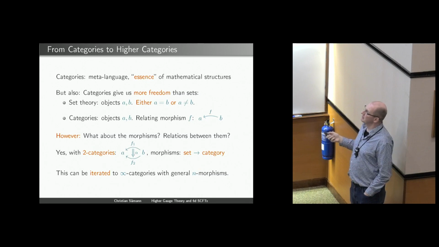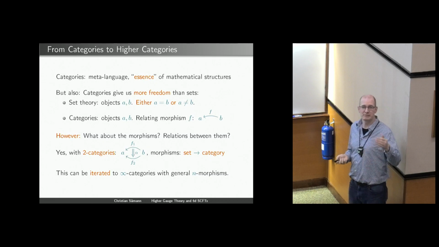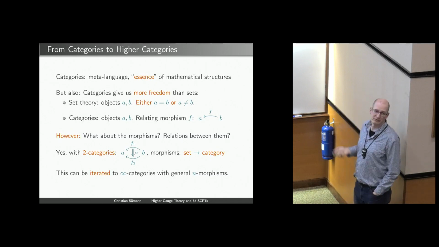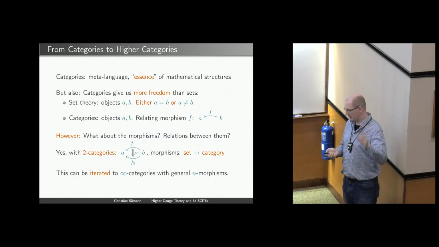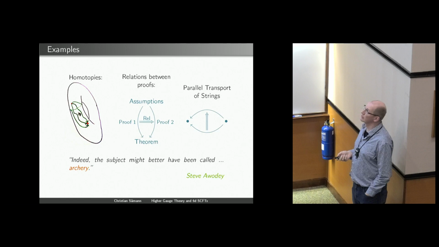So effectively what happened is that our morphisms are now no longer a set, but they form a category themselves, right? And this can be iterated, obviously, so you can have morphisms between morphisms, and so on. And then you get to infinity categories where you have general n morphisms, right? So that might be enough about higher categories. So where would you need them?